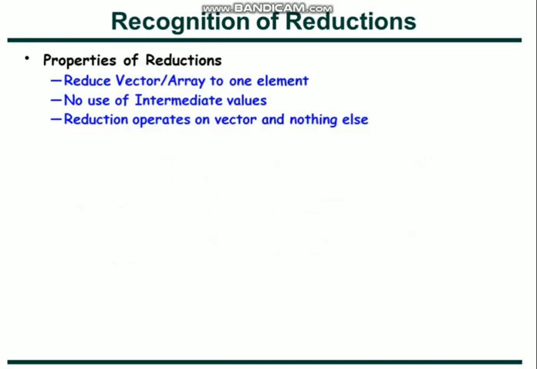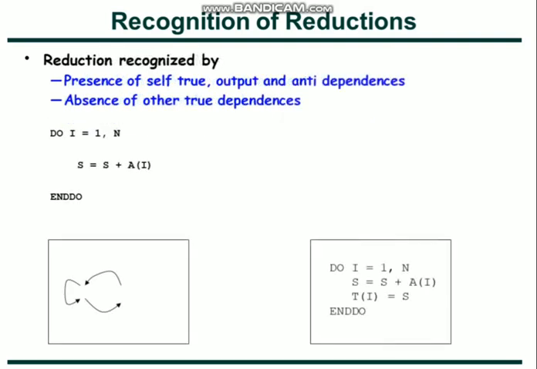Now this recognition of reduction has three properties. It reduces a vector or array to one element. This property was there in our example: the program was trying to reduce vector elements into a single element s. Then, recognition of reduction can be applied if no use of intermediate values is there. Intermediate values should not be used in any other statement, then only you can apply this. Then reduction operates on a vector and nothing else. So these are the three properties.